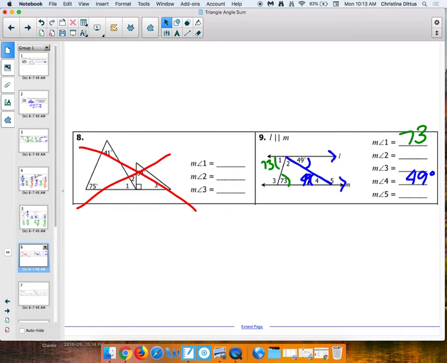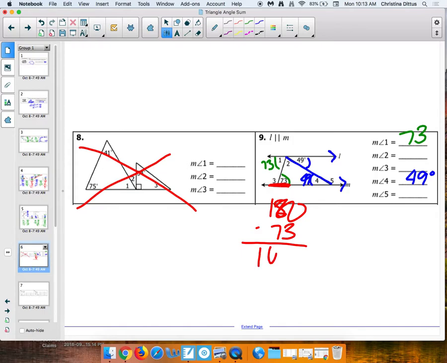How can I find what else I'm missing? What did you find? Angle 3, you could do 3? 180 minus 73. Right here I've got 180. So 180 minus 73 leaves me with 107. So angle 3 has to be 107. Done.